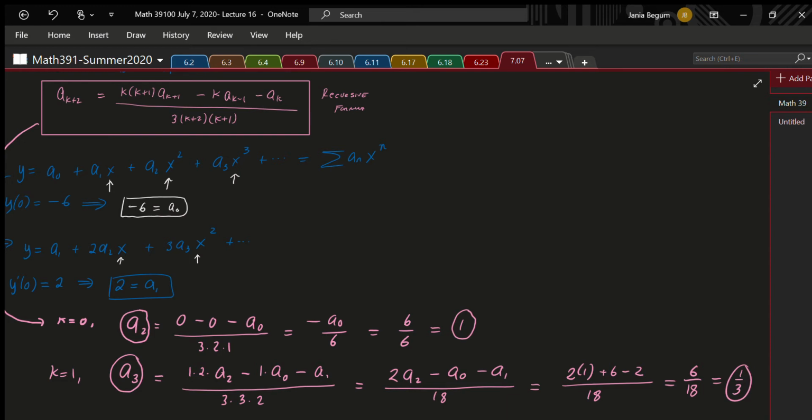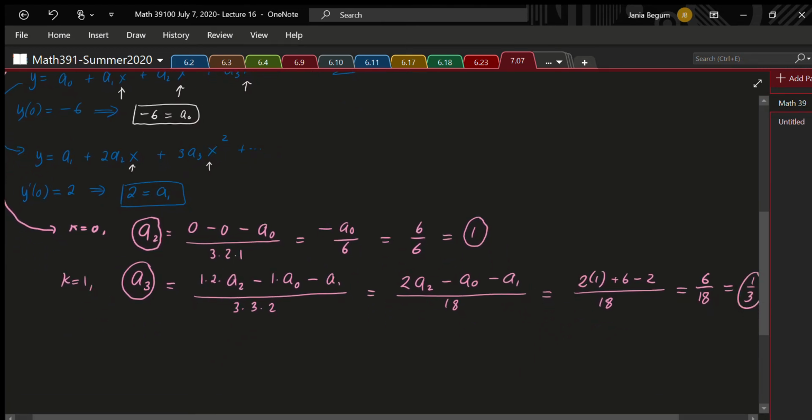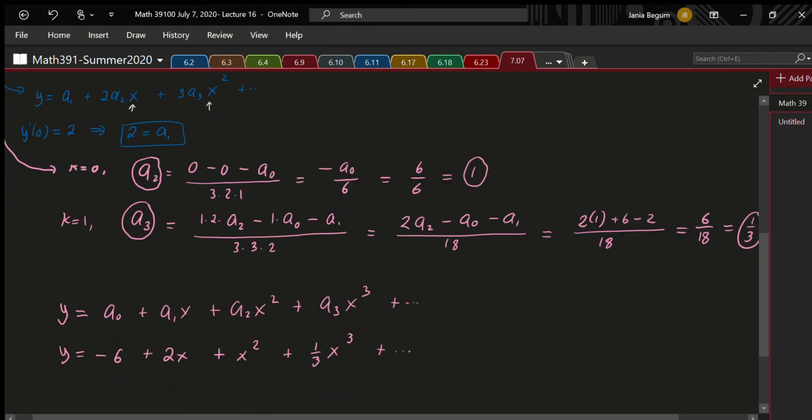Alright, so we have 4 non-zero terms. Successful. Let's write out the solution. So our solution to this problem is going to be y equals a0 plus a1x plus a2x squared plus a3x cubed, and of course there's more. We don't want them, we just want the first 4 non-zero. So our solution is going to be negative 6 plus 2x plus a2 we found it to be 1, so that's just x squared, and plus 1/3 x cubed, and of course there's more. So that would be our series solution to this.